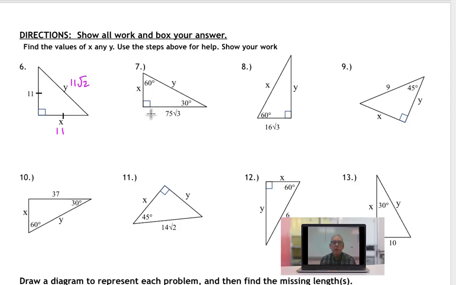We have a 30, 60, 90. The short side times root 3 gave the side opposite the 60, so take the root 3 off. We have 75 for the short side. And 75 times 2 is going to be the hypotenuse.